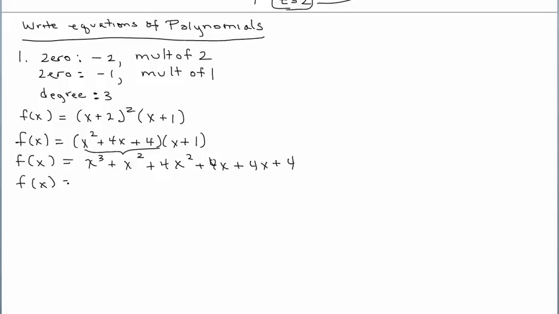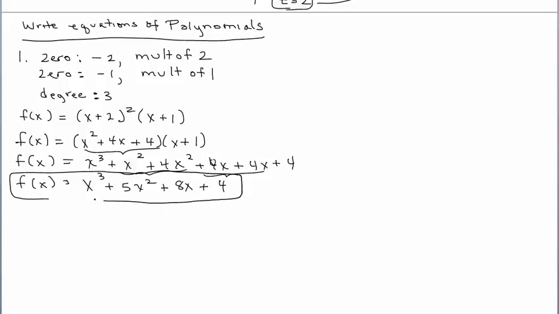Slight cleanup here. I only have one x cubed term, but I can collect these two x squared terms. That makes 5 of them. I can collect the like linear terms, which is 8x, and then the constant comes down. So based on some given information, some zeros, multiplicity, we can put those back into factors and do all the crazy algebra to write the equation of the polynomial.